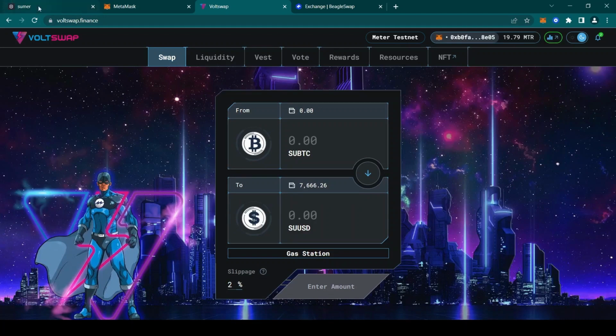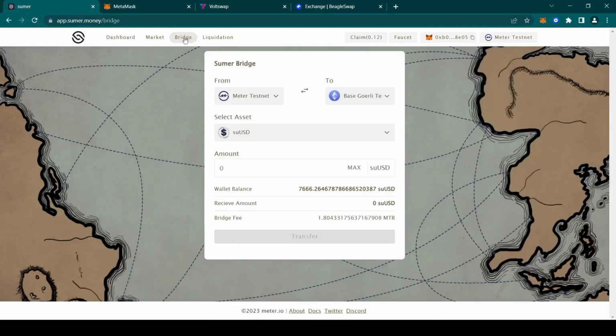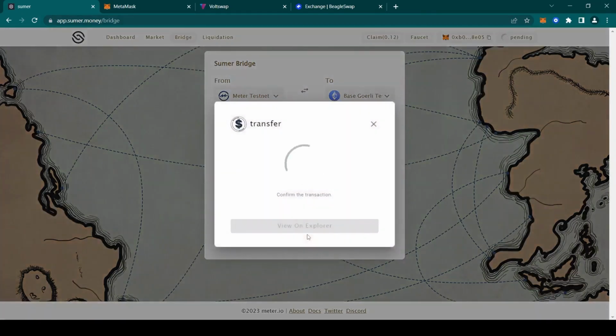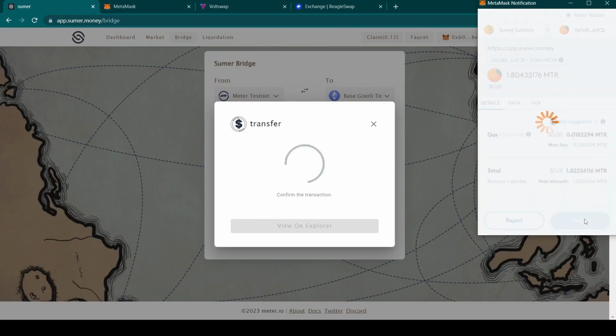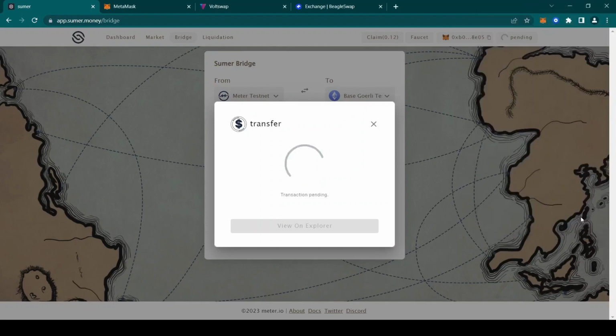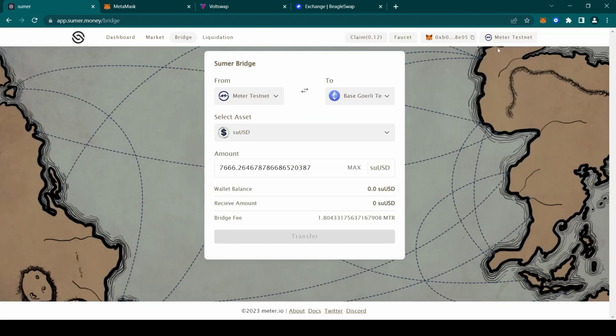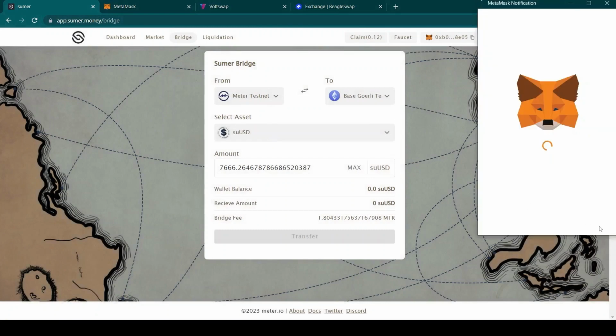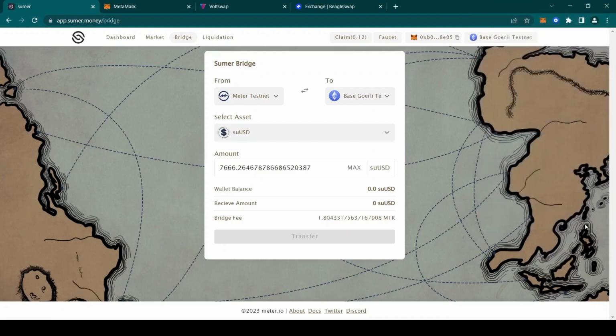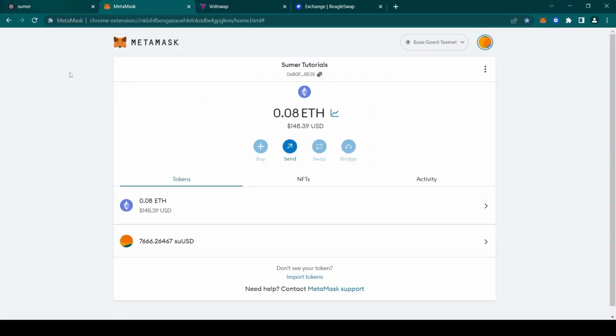Once the swap is complete, we will bridge the SuUSD to the Base network to profit from the price discount on SuBTC available on Base network. We will leverage the Layer 0 integration in Sumer to transfer the SuUSD funds from Meter Testnet to Base Testnet. A quick check on the MetaMask wallet confirms that we have received the SuUSD on the Base network.